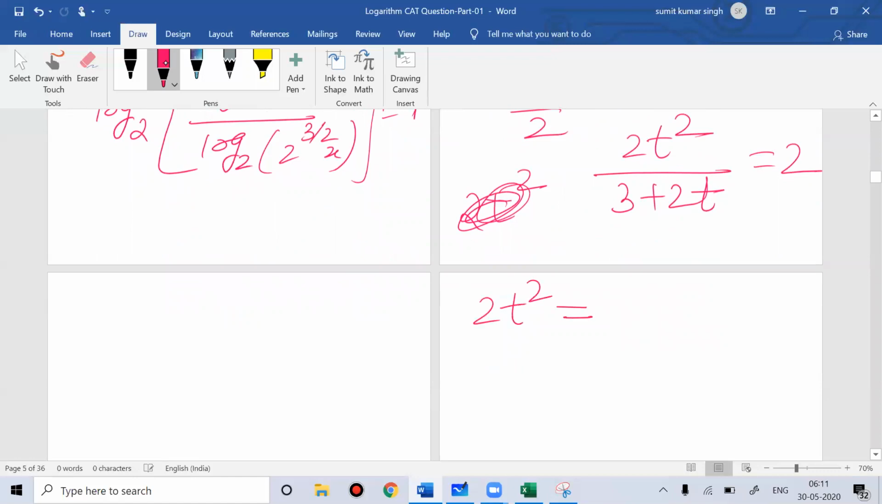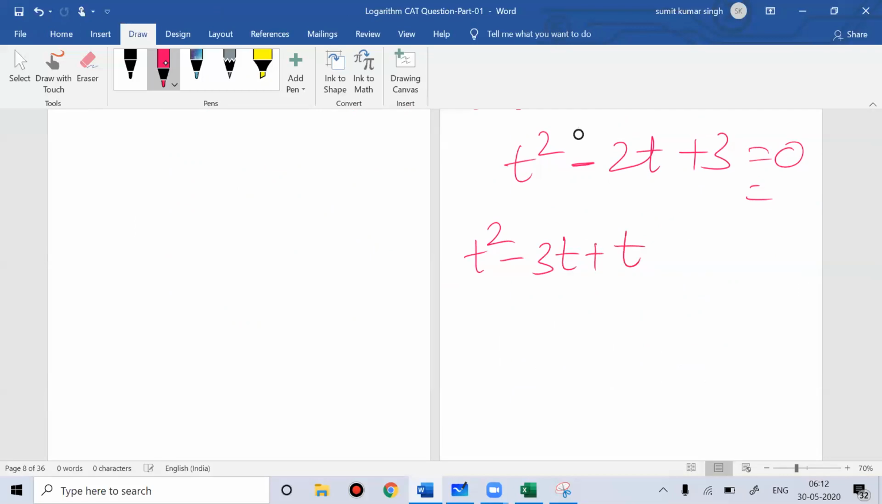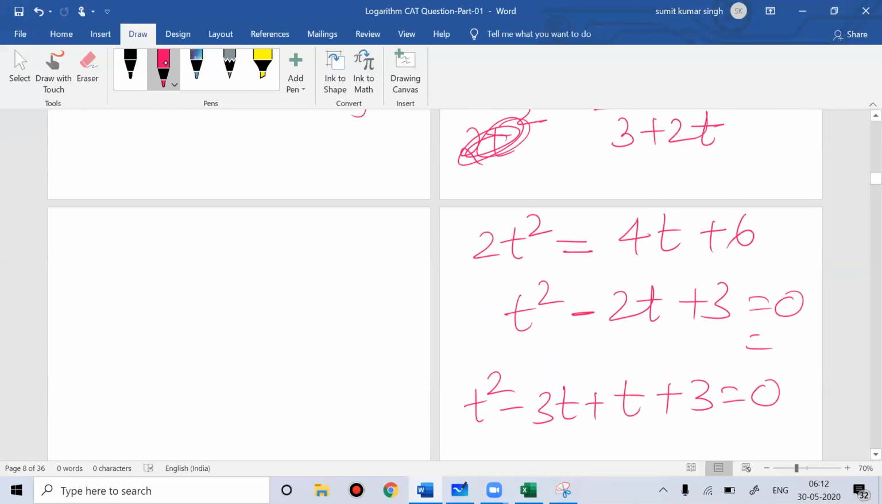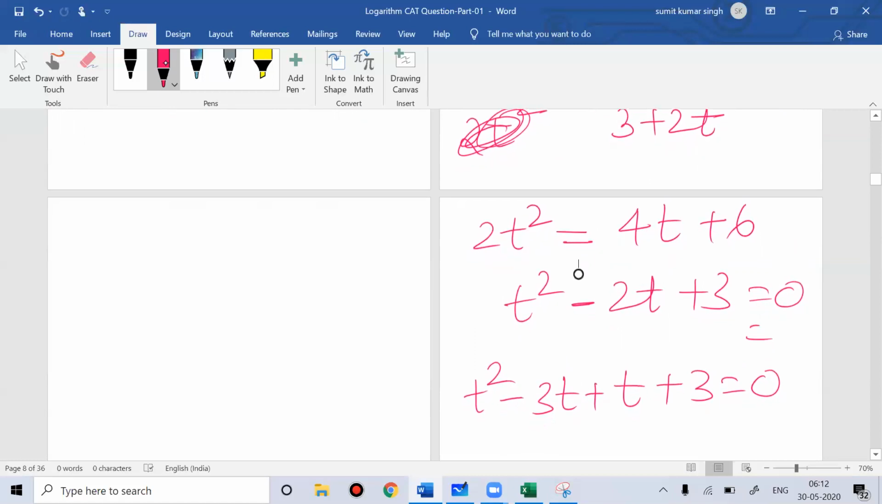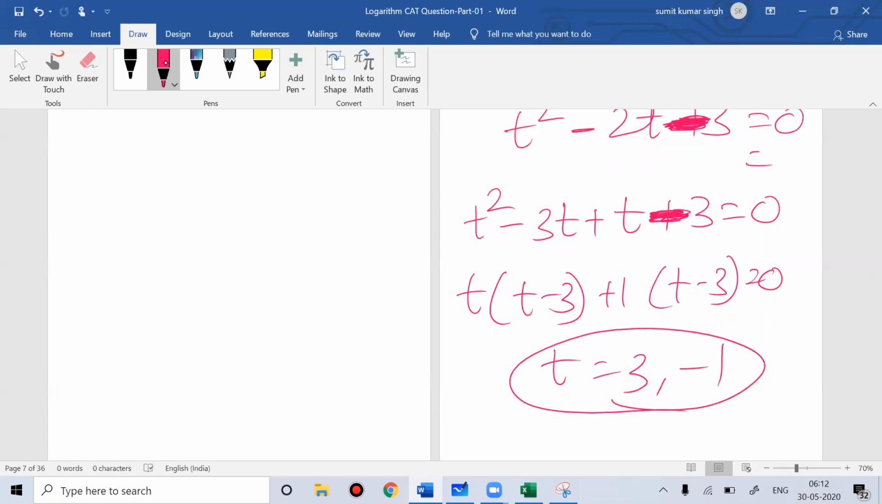So 2t square plus 4t plus 6. So t square minus 2t plus 3 is equal to 0. So you can write t square minus 3t plus t plus 3 is equal to 0. One minute, the minus sign will come here. So minus 3t, this is t minus 3 plus 1 t minus 3 is equal to 0. So the value of t is 3 and minus 1.